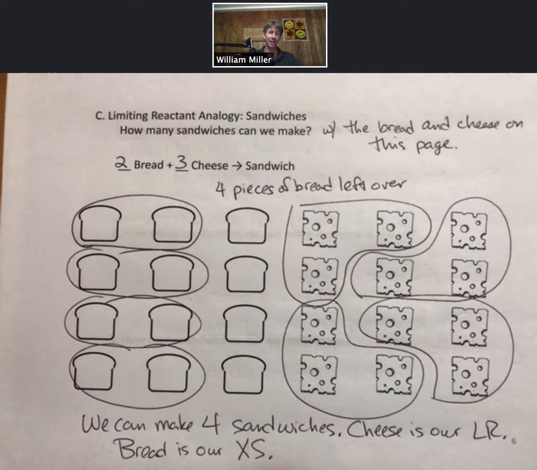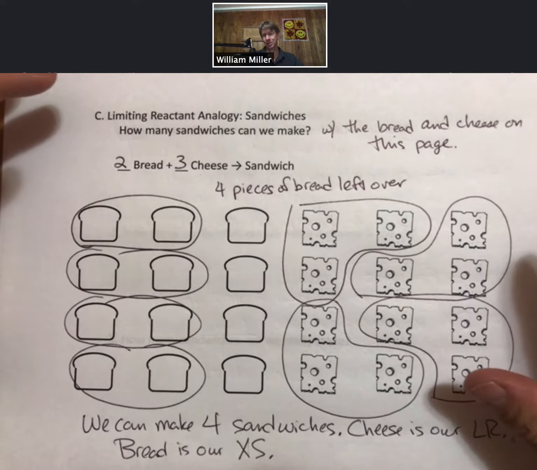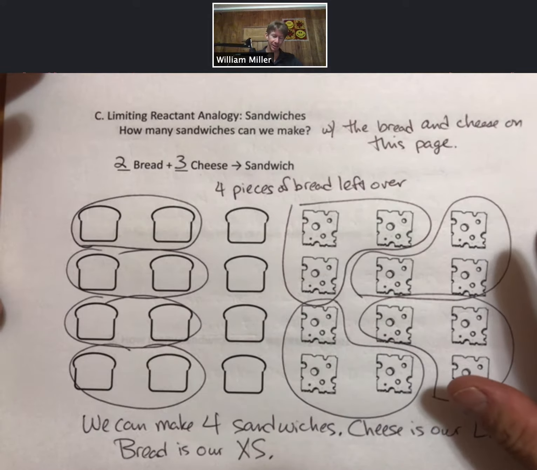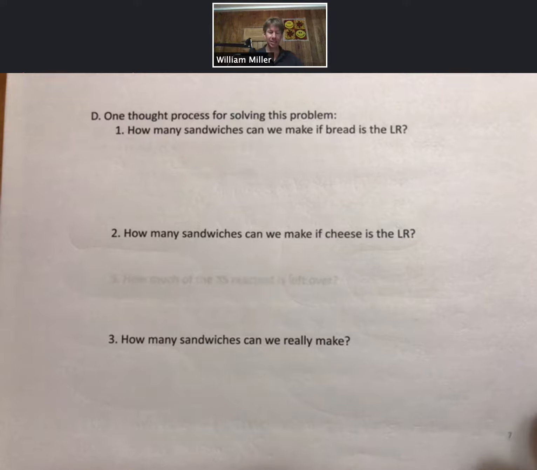And we didn't even do any calculations. But what I'd like to do on the next page is put this in the form of how we're going to do it when we do the chemistry part. We'll keep this in mind, so I'll keep this close. Okay, so here's one thought process for solving this problem.